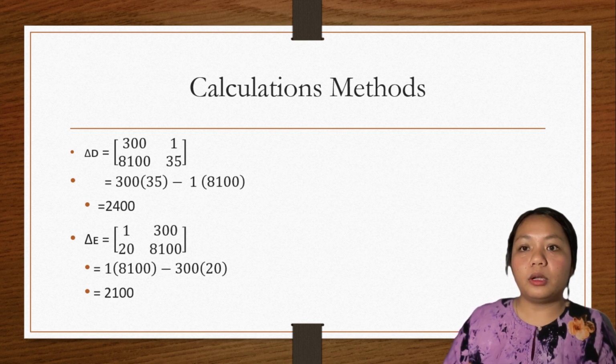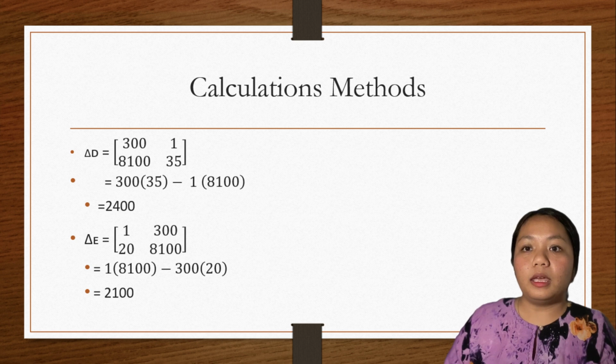Delta D equal to the matrix with column 1 being 300 and 8,100, and column 2 being 1, 35, equal to 300 multiply 35 minus 1 multiply 8,100, equal to 2,400.